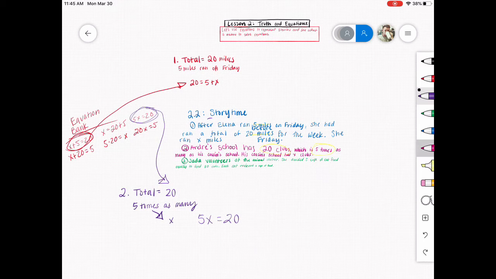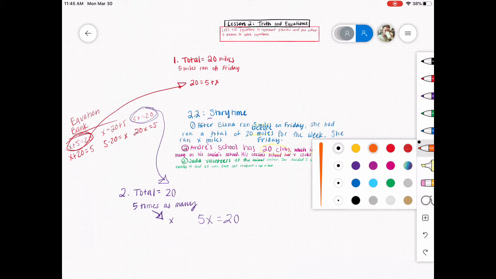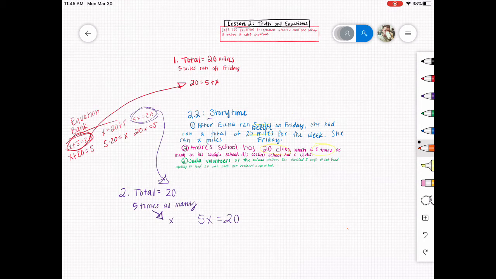And then lastly, we have 3, which is: Jada volunteers at an animal shelter. She divided 5 cups of cat food equally to feed 20 cats. Each cat received X cups of food. So with this one, we're also going to highlight the 5 cups and the 20 cats. However, this time our total is not 20, but 5. So we have a total of 5 cups, and we need to equally feed 20 cats with that.